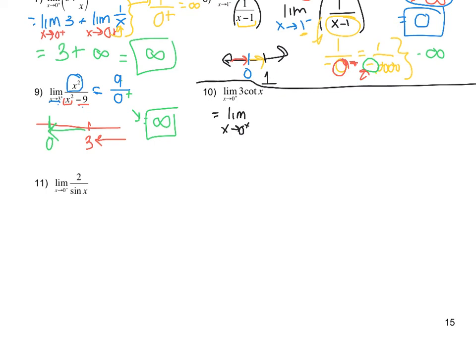Remember, cotangent is just the reciprocal of tangent. So cotangent is 1 divided by tangent. So I could rewrite this whole thing as the limit of 3 divided by the tangent of x. So then we can see this a little bit better. I can take this as the limit of 3 as x approaches 0 from the right, which is just 3, divided by the limit of tangent of x as x approaches 0.